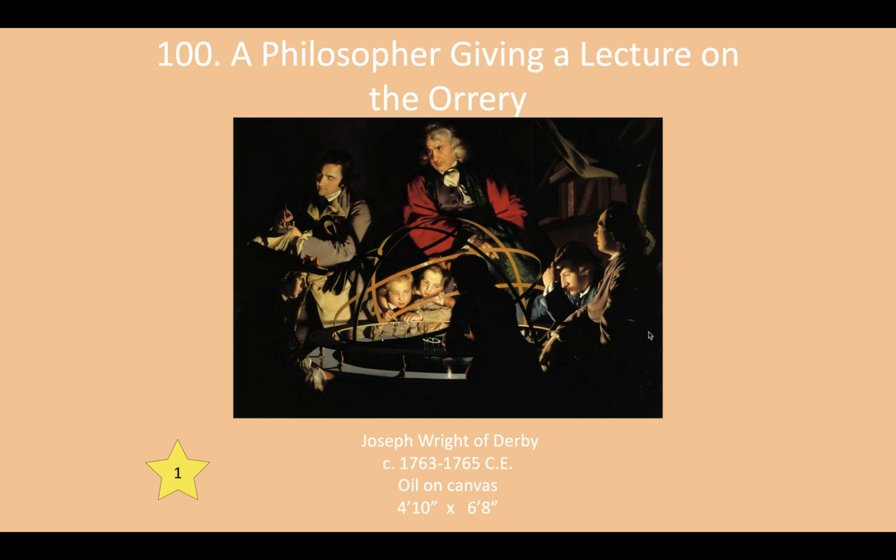Because Joseph Wright of Derby, your author there, was really what they call the unofficial artist of the Enlightenment. Many of his paintings were about scientific studies, about trying to learn more about humans and about the world and the universe. And so all of this idea of scientific discovery, the Enlightenment, that is the time where we are trying to learn as much as we can about everything.